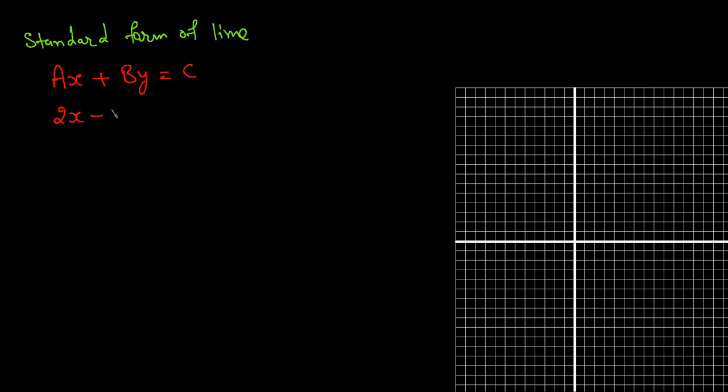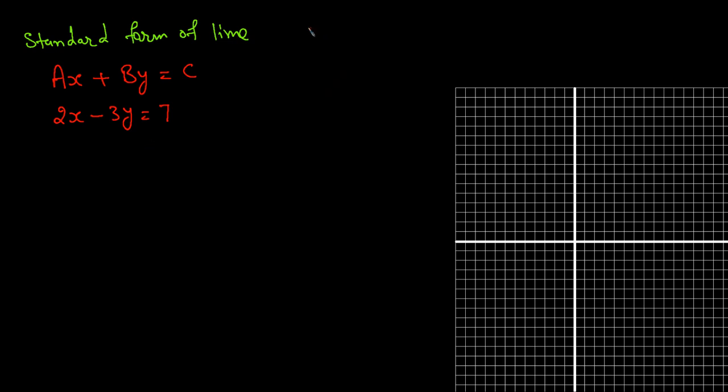So the standard form of a line is written as ax plus by is equal to c. Let's use an example. If I say 2x minus 3y is equal to 7, this is the equation of a line, and this is a standard form of a line.